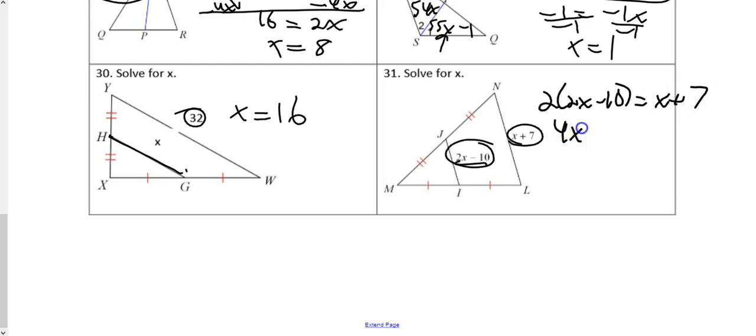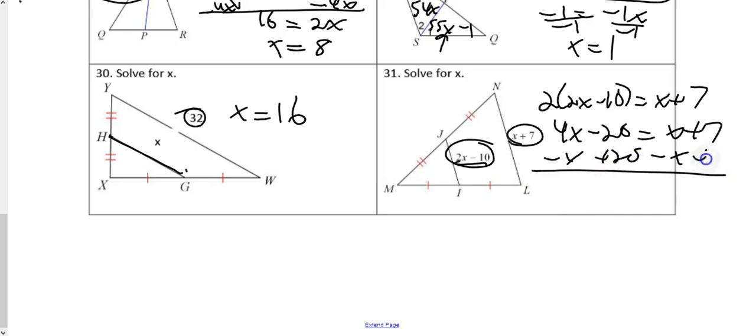So 4x minus 20 equals x plus 7. I'm going to subtract the x. So keeping my x's positive, subtract x, which means I need to move this 20 over to the right. So that's 3x equals 27. Divide by 3, x is 9.